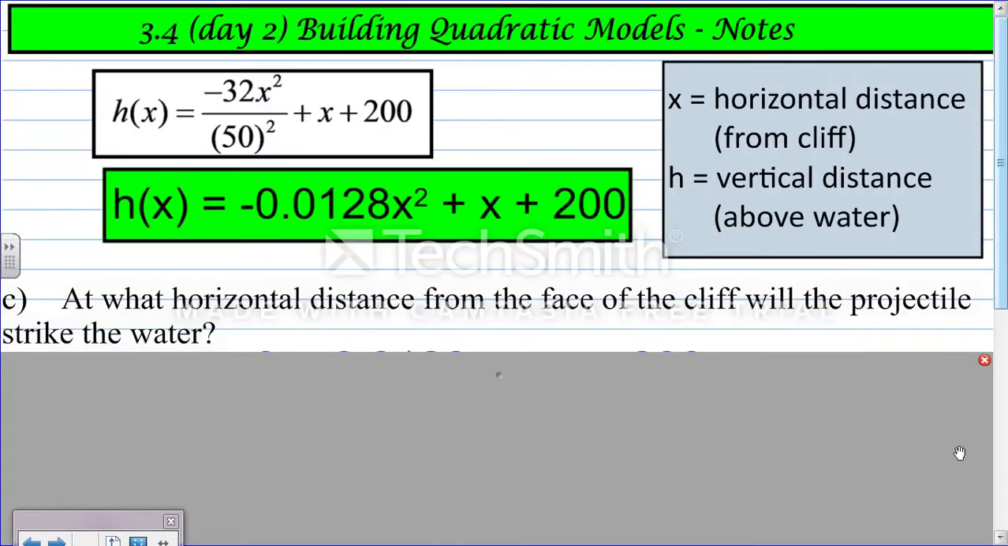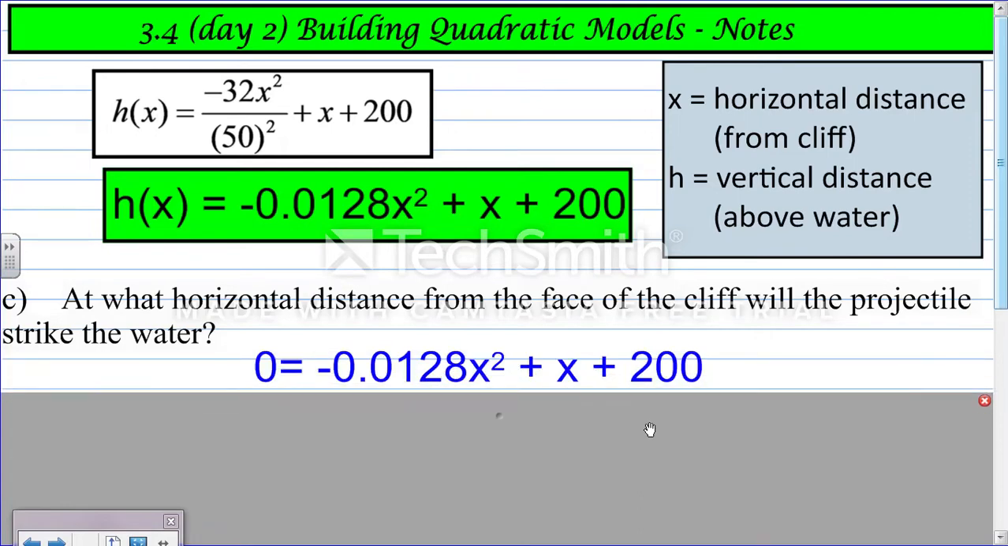Okay, part C says, at what horizontal distance from the face of the cliff will the projectile strike the water? Now remember that x stands for the horizontal distance and h stands for the vertical distance. And remember that it's the vertical distance above the water. So h will be 0 when it strikes the water because it'll be 0 feet from the water. So you take your h of x equation and set it equal to 0.